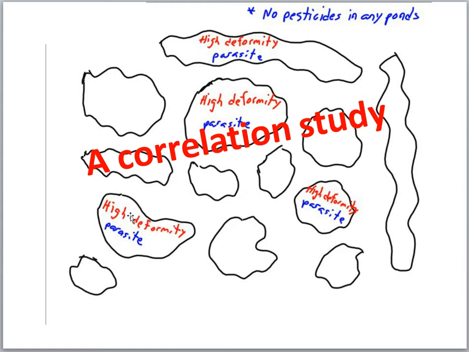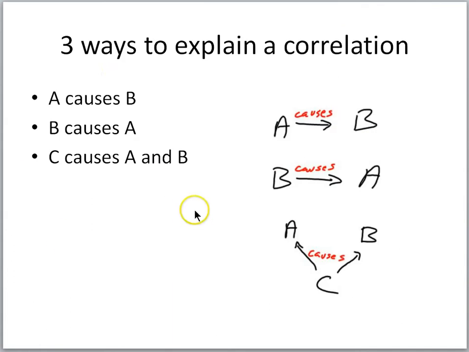A correlation between two things does not, by itself, establish that one is causing the other. In fact, there are 3 ways to explain a correlation. In fact, there's more than 3 ways, but we're going to look at 3 important ways to explain a correlation.